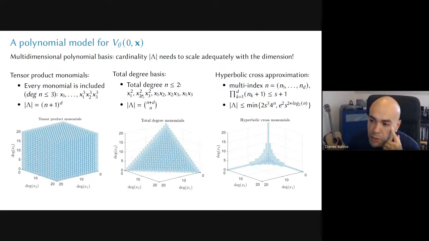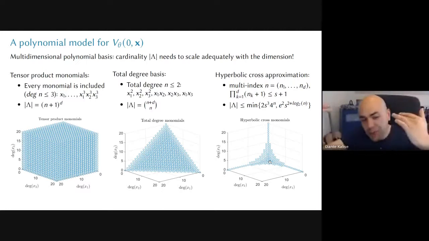You have x1 squared, x2 squared, x3 squared, x1, x2, and so on. How many? Well, the cardinality of that is combinatorial. That means that this sort of thinking would allow you to go from 3 dimensions to 15, but at some point you will get stuck because the thing still blows up as you increase the degree.